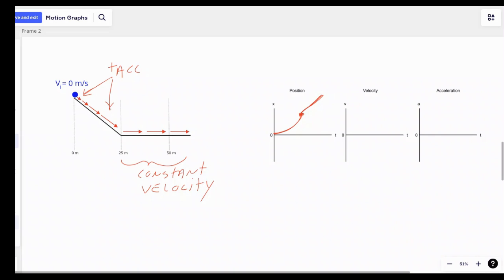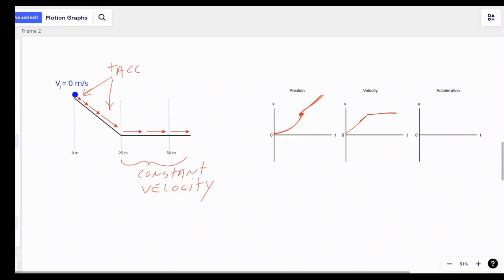So now how do I show that on the velocity time graph? Well, a slope on a velocity time graph, a positive slope, is positive acceleration. Then a flat line is constant velocity, okay? So I'm satisfying both the motions in the graph now.